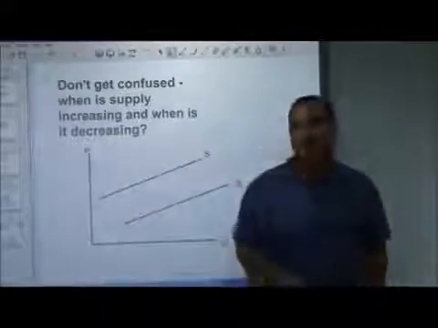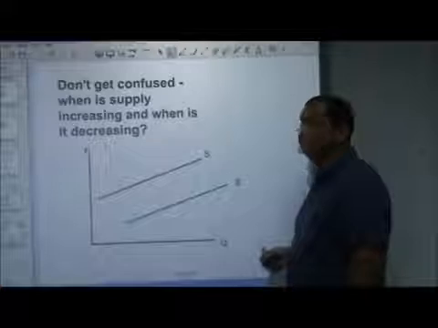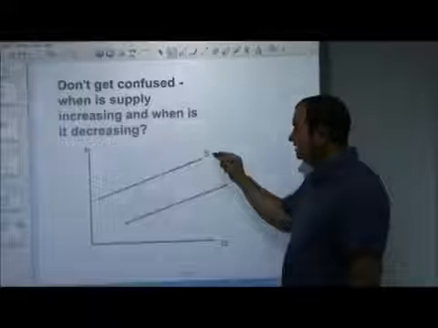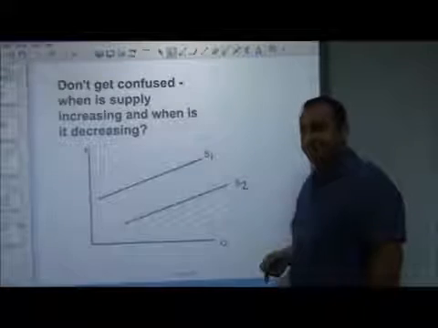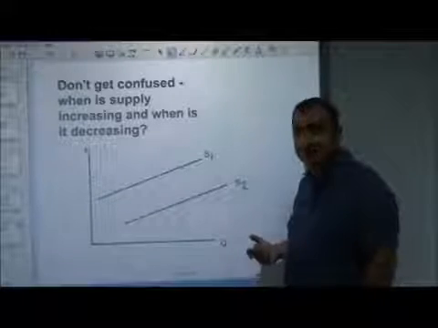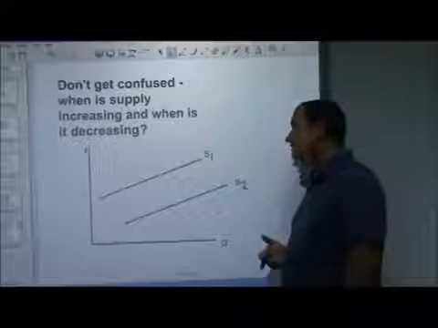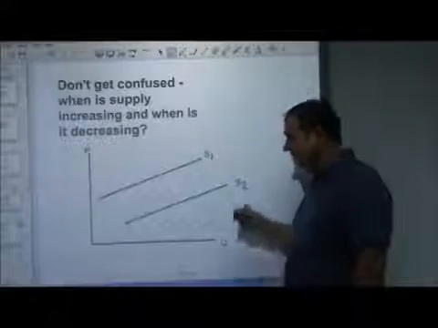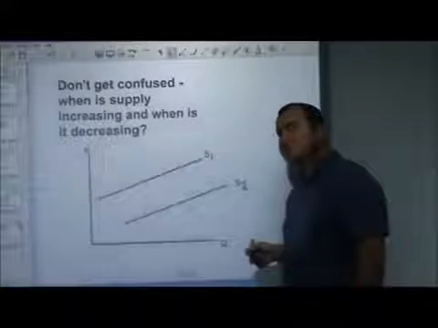But be careful. Don't get confused. When is supply increasing and when is it decreasing? If I told you that this was S1 and this was S2, what's happened? S1 has shifted to S2. You might think that that's an increase in supply, you might think that that's a decrease in supply. Which is it? Well, it's an increase in supply. Even though the curve seems to have somehow fallen, don't think like that. This is an increase in supply.